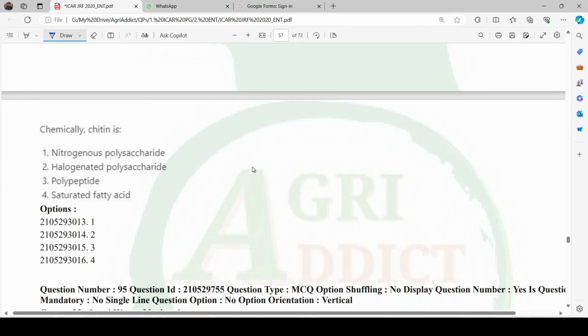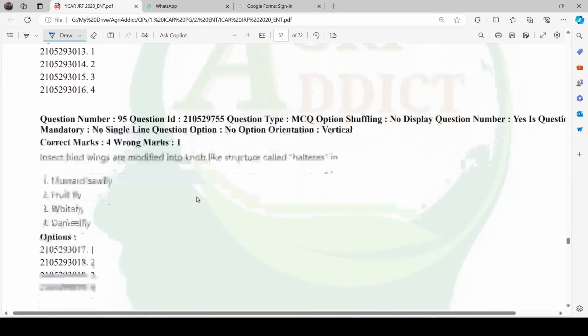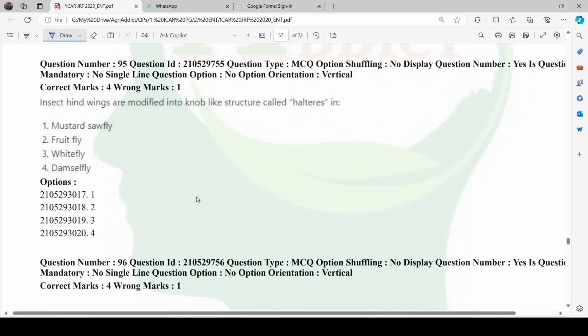Next question is, chemically chitin is, so simply it's a nitrogenous polysaccharide that is composed of N-acetyl glucosamine and N-acetyl muramic acid. Next question is, insect hindwings are modified into knob-like structures called halteres. It is the knob-like structure in the hindwing of fruit fly, or the dipteran. So what is the role of halteres? It mainly acts as a balancing organ when they are flying.